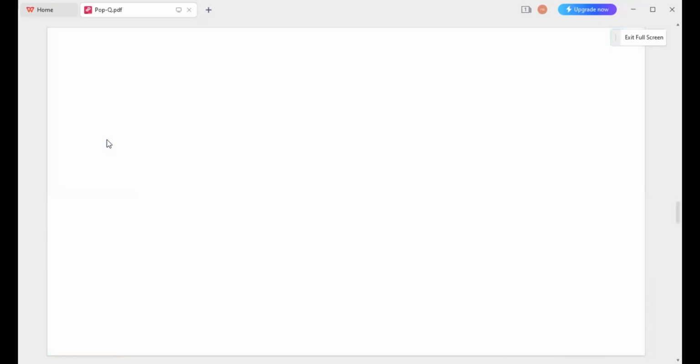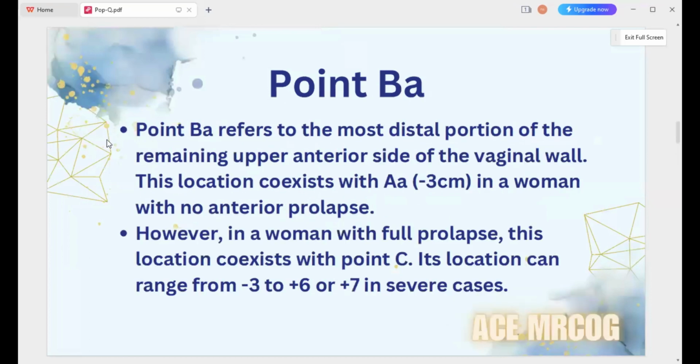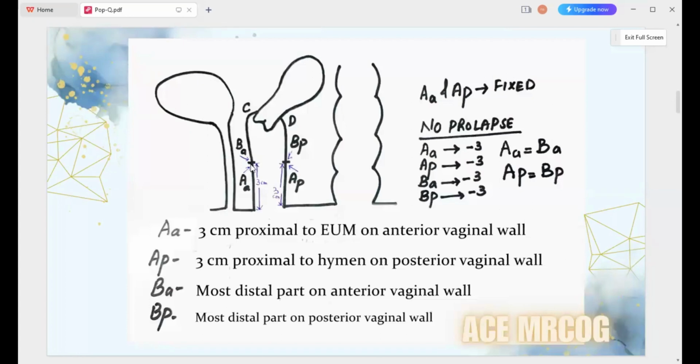Just to repeat the things, I'm repeating them a bit quickly again for you. Okay, so we had the points AA, BA, AP, and BP. P means posterior wall, A means anterior wall. So the first point AA is -3, BA is -3, AP is -3, BP is -3. This is C. This is usually -8, which means 8 centimeter proximal to hymen. And point D is almost -10.